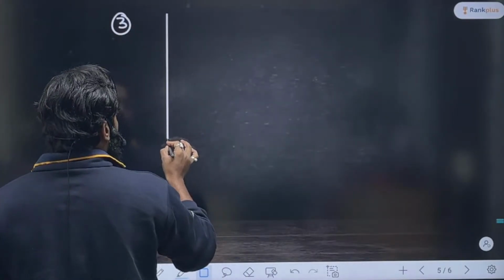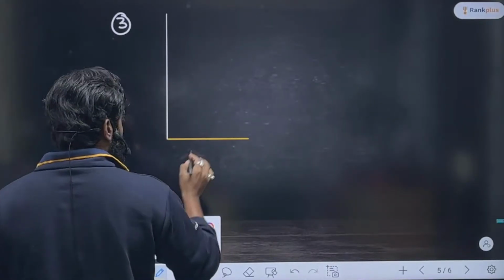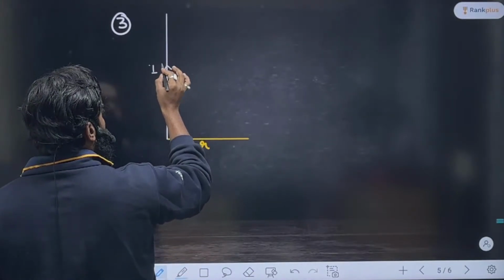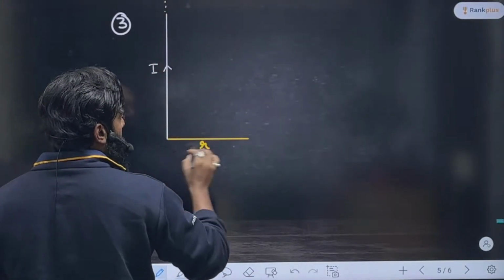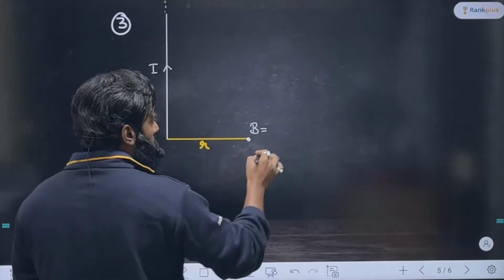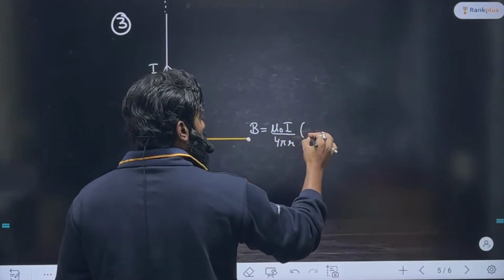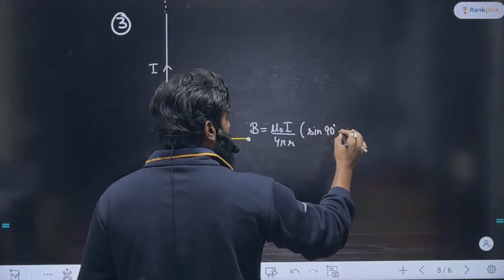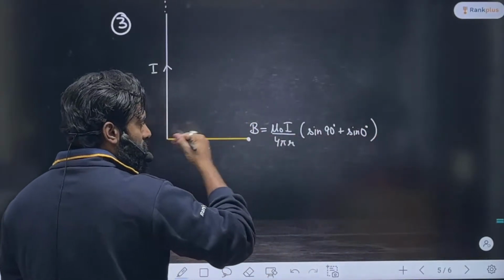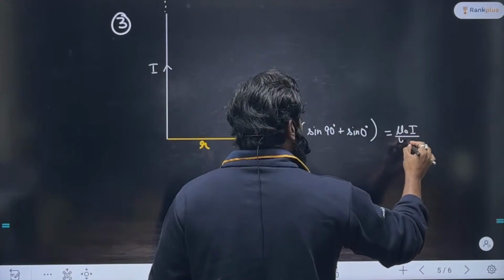The third is that you are standing at one of the ends, and on one side, this wire is infinite. So if you want to get the magnetic field value here, what you need to do is mu naught I divided by 4 pi r. Now one sine is 90 degree and another sine is 0 degree here, right? Sine 0 degree is 0, sine 90 degree is 1. So my answer would be mu naught I divided by 4 pi r.